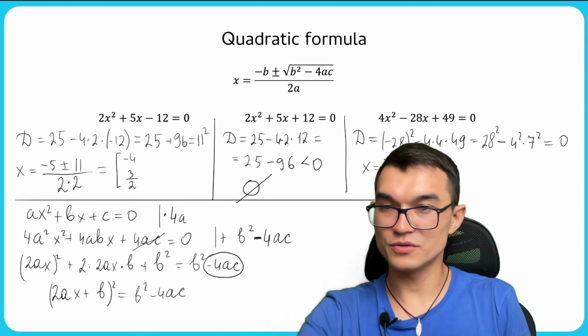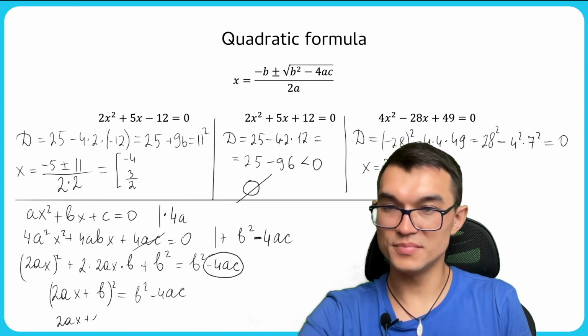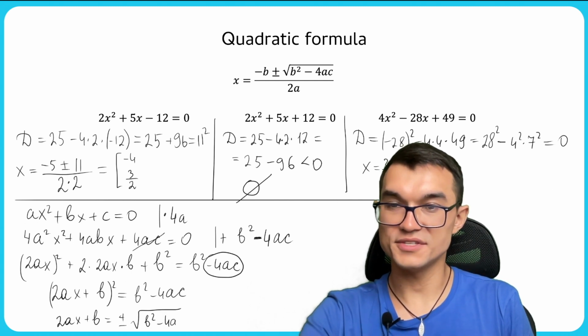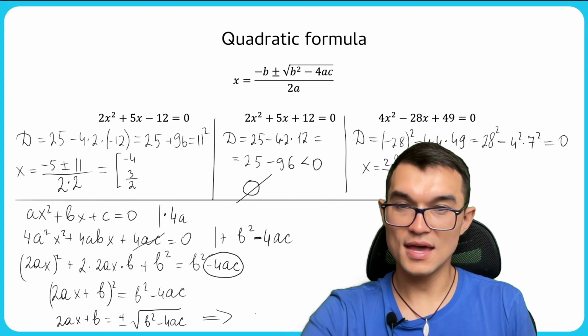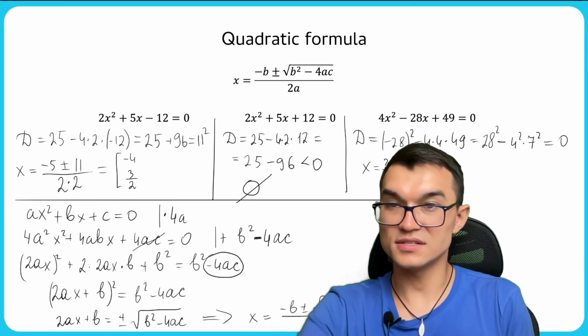So for that equation, we have got 2ax plus b equals plus minus the square root of b squared minus 4ac, which implies that x is minus b plus minus the square root of b squared minus 4ac, over 2a. And that's how we've got that formula.